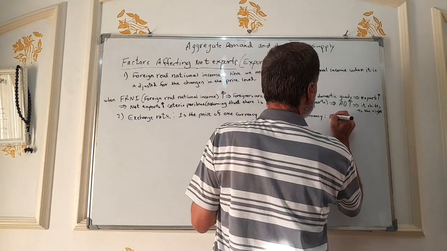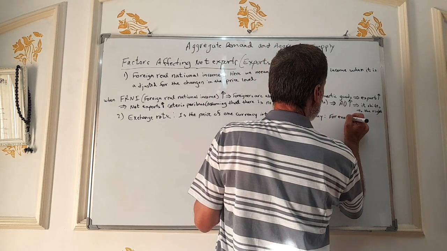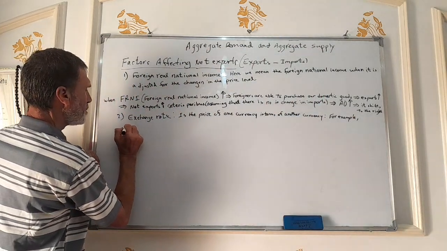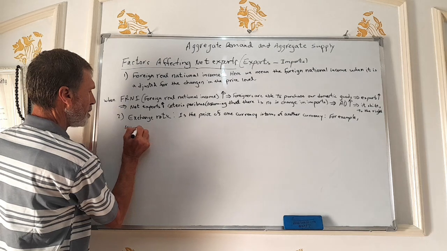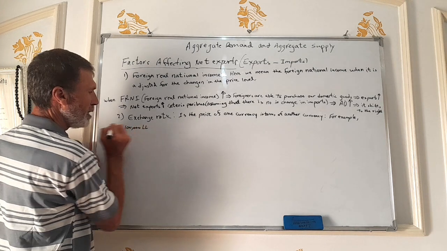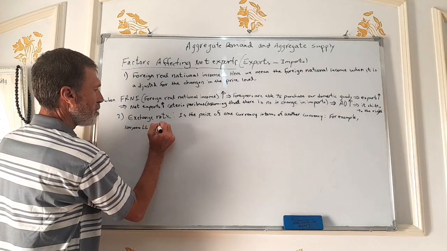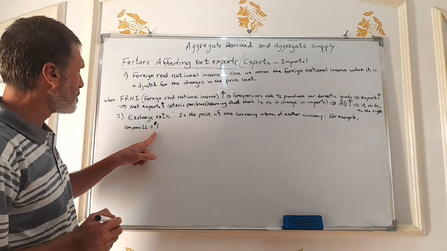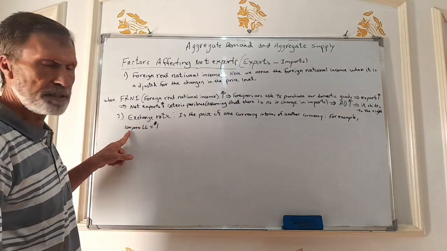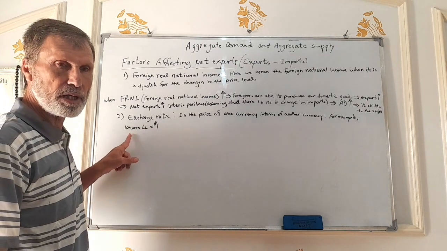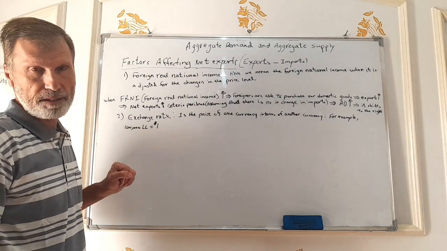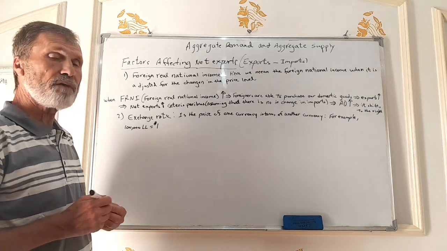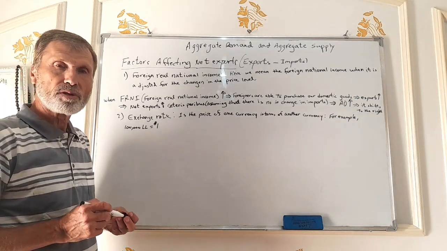For example, 100,000 Lebanese lira may be bought for $1 or maybe exchanged for $1. This is the exchange rate. So each 100,000 Lebanese pound or lira is exchanged for $1. This is the exchange rate. Okay? Now, here we have to talk about two important terms or concepts.